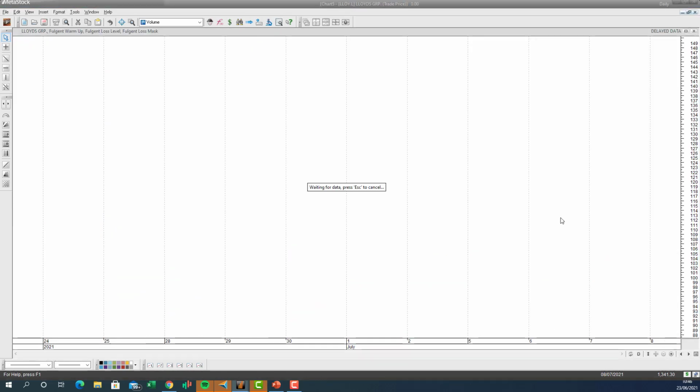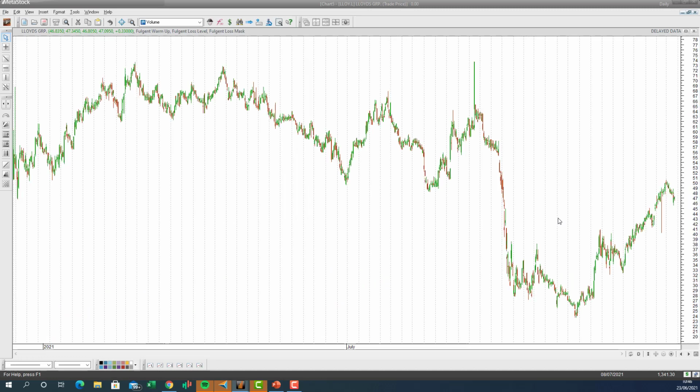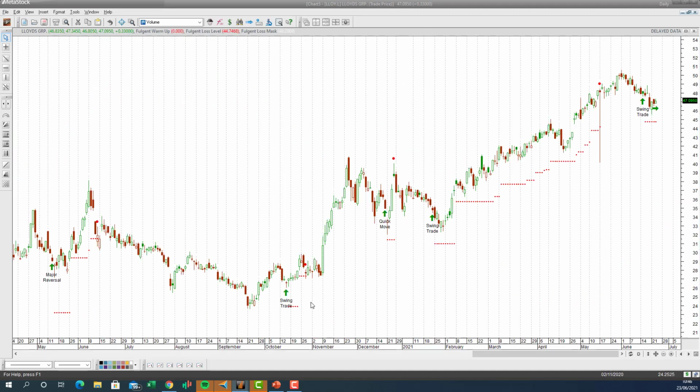Lloyd's Group is another one that's 6 days into a trade. Let's see if it loads. Oh, fantastic. Look at this one. Swing trade, yes. Stop loss tracked up. And then it got out there. Recommended a sell there. And then it's in a new swing trade. And there is the stop loss. So fantastic move in Lloyd's. You can see quite a lot of high probability trades identified using artificial intelligence.